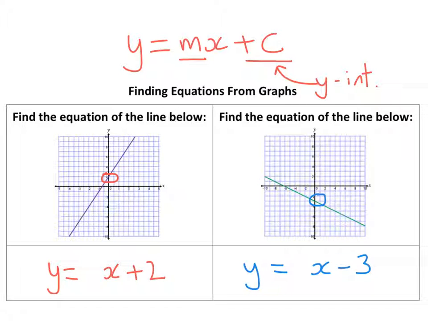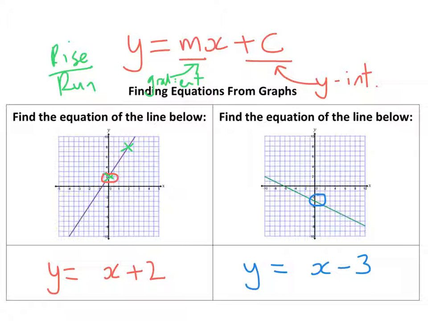Now the next part, this m, is the gradient. The gradient, which I can't spell obviously, there we go, is the rise over the run. So all you've got to do is pick 2 points on the line. I suggest you pick the one you've just found and you pick another one. Now I'm going to pick this one here.